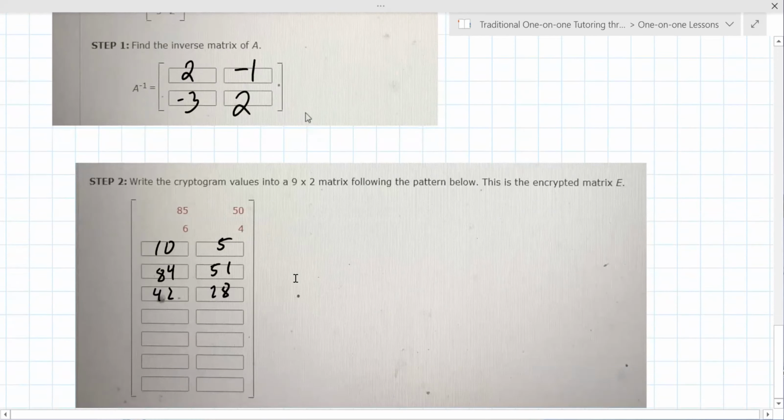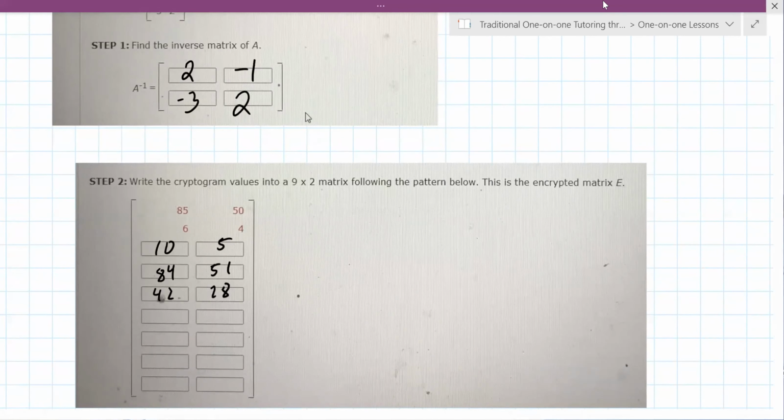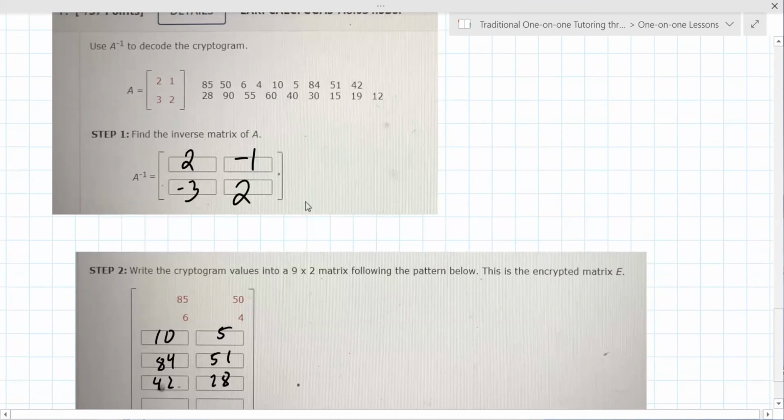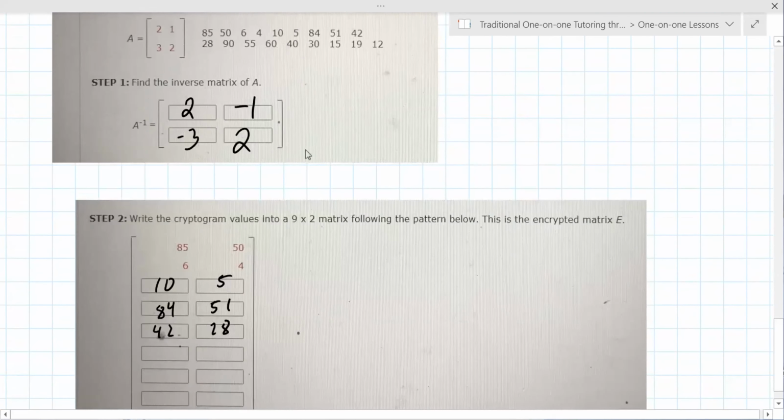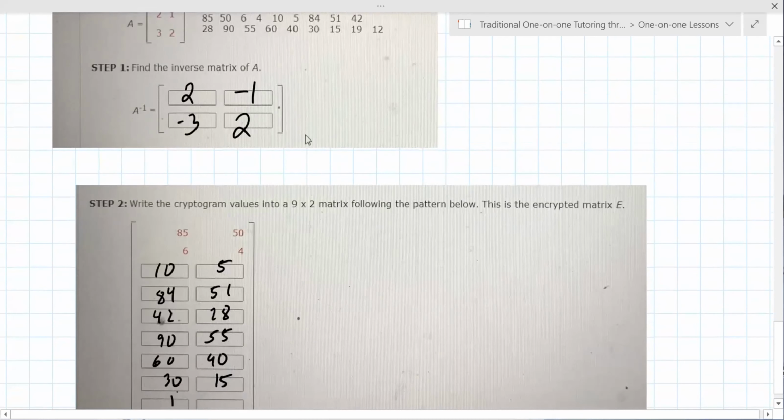So let's keep going here. I have to look at that other screen. Okay. 90 and 55, 60 and 40, 30 and 15, 19 and 12. So will you check that for us before we go further? Yeah, that's right. Okay, so we're going to call this matrix E.